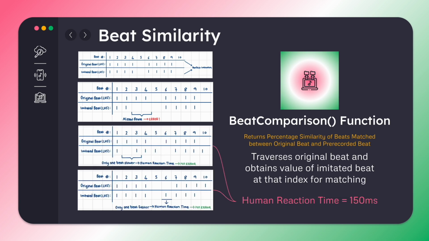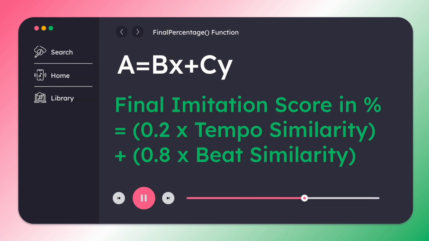Since human reaction time is around 150 milliseconds, the previous 2 and the next 2 indexes are also retrieved if the value of the imitated beat index does not match that of the original beat. Finally, these values are inputted into the final percentage function.